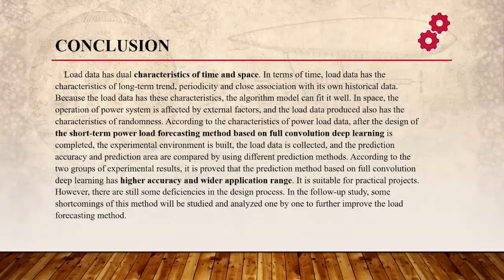According to the characteristics of power load data, after the design of the short-term power load forecasting method based on full convolution and deep learning is completed, the experimental environment is built, the load data is collected, and the prediction accuracy and prediction area are compared by using different prediction methods. According to the two groups of experimental results, it is proved that the prediction method based on full convolution deep learning has higher accuracy and wider application range. It is suitable for practical projects.